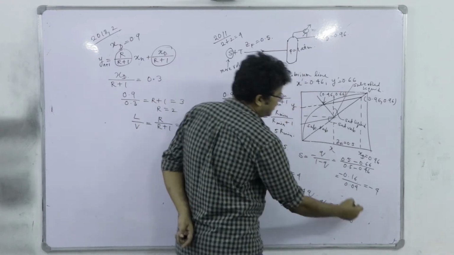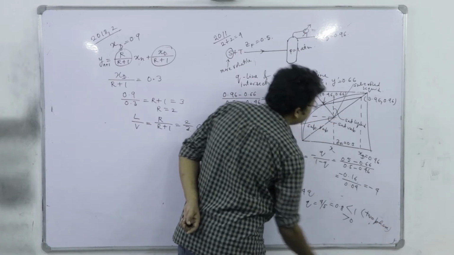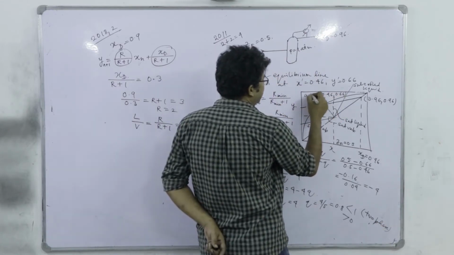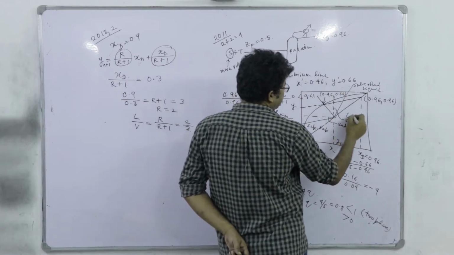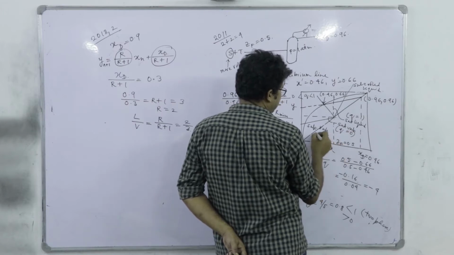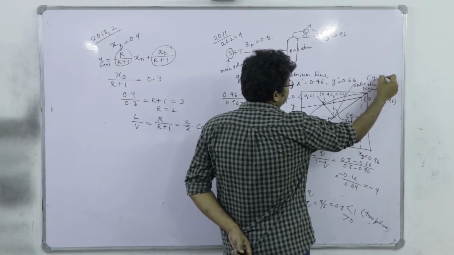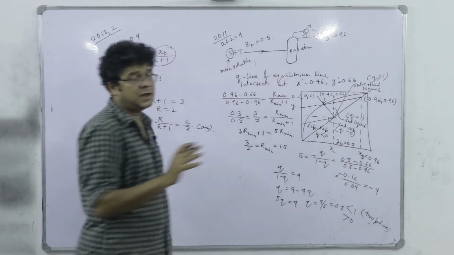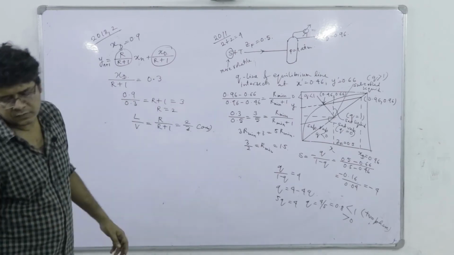So it is a two-phase feed, because we know for two-phase, Q is less than 1 and greater than 0. For saturated liquid, Q is equal to 1. For saturated vapor, Q is equal to 0. For superheated vapor, Q is less than 0. And for subcooled liquid, Q is greater than 1. This we have discussed, so based on that, we can actually solve this.